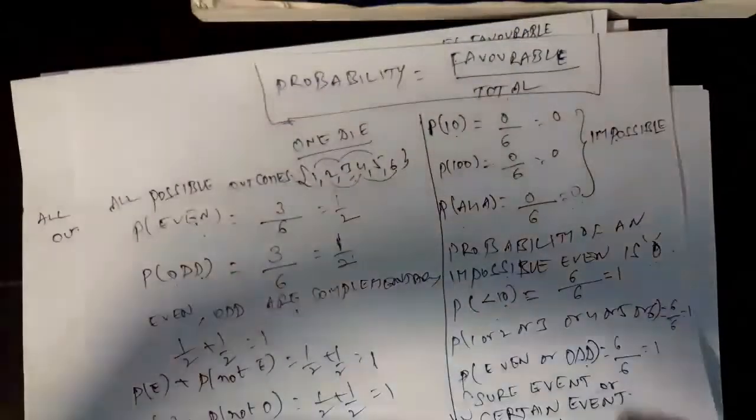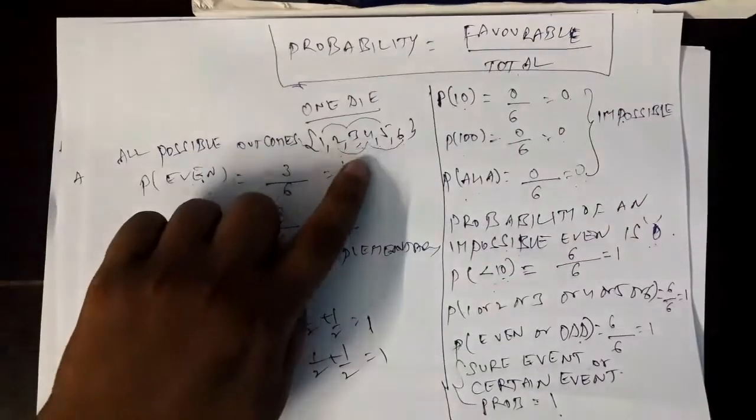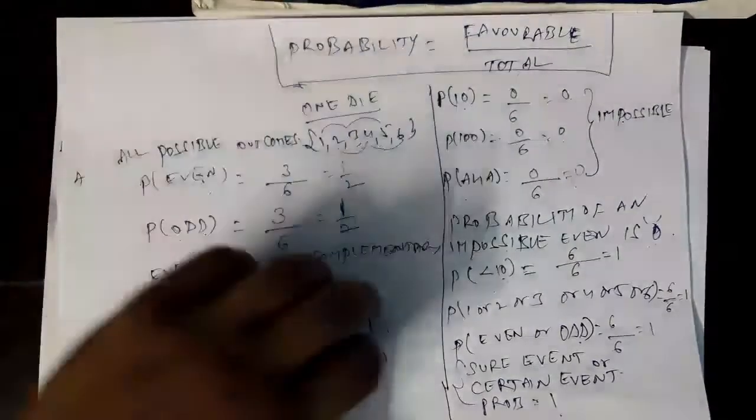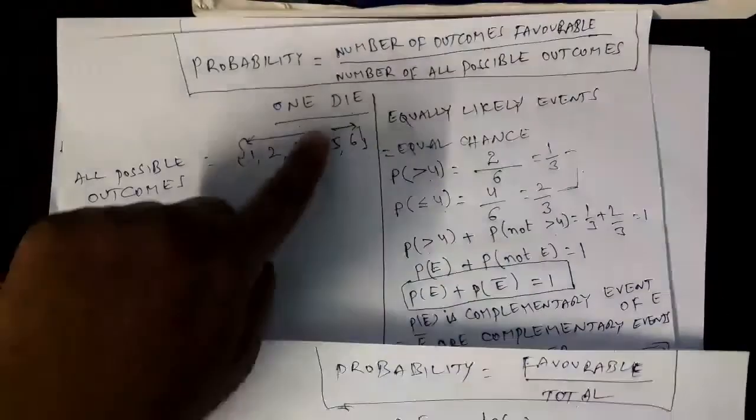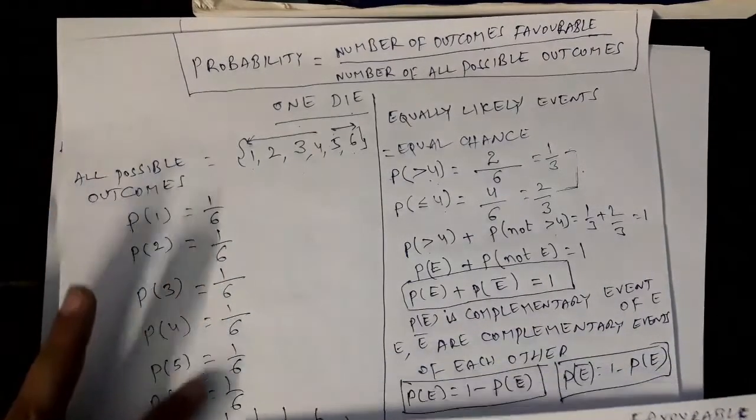I am taking one more paper. See, in this case, let us take this example only. One die, you have thrown one die. Here in this case, you have seen while throwing one die, what are the probabilities you have got? 1 by 6, 1 by 6, 1 by 6, 1 by 6.